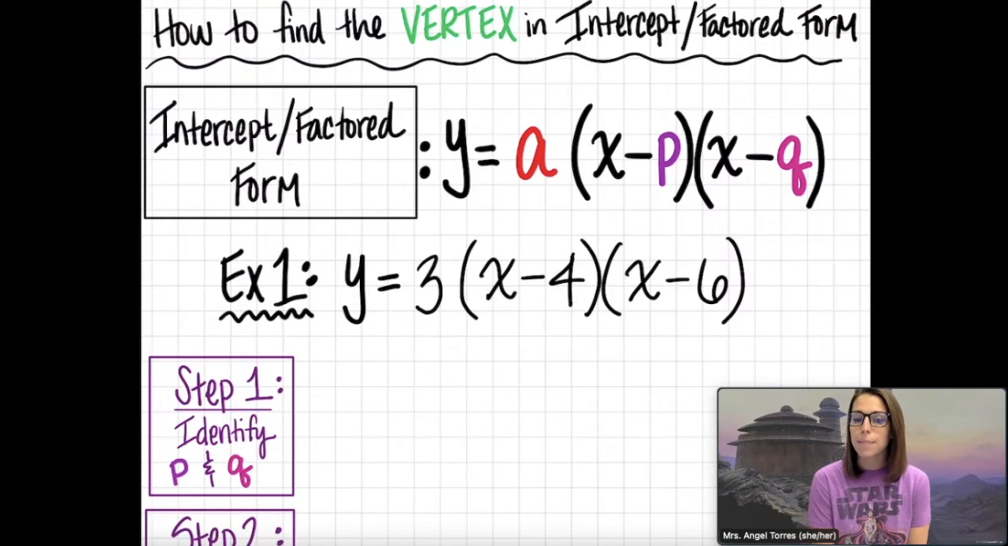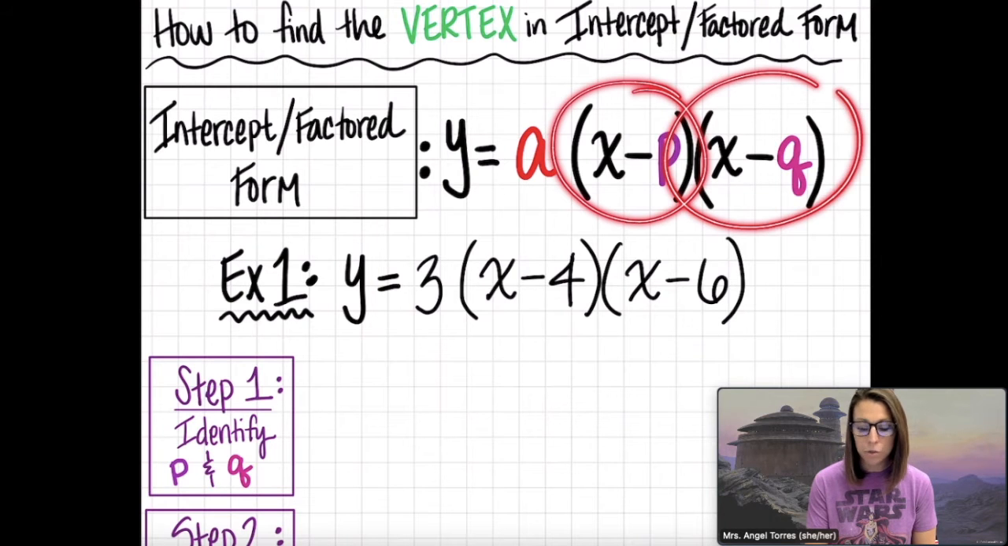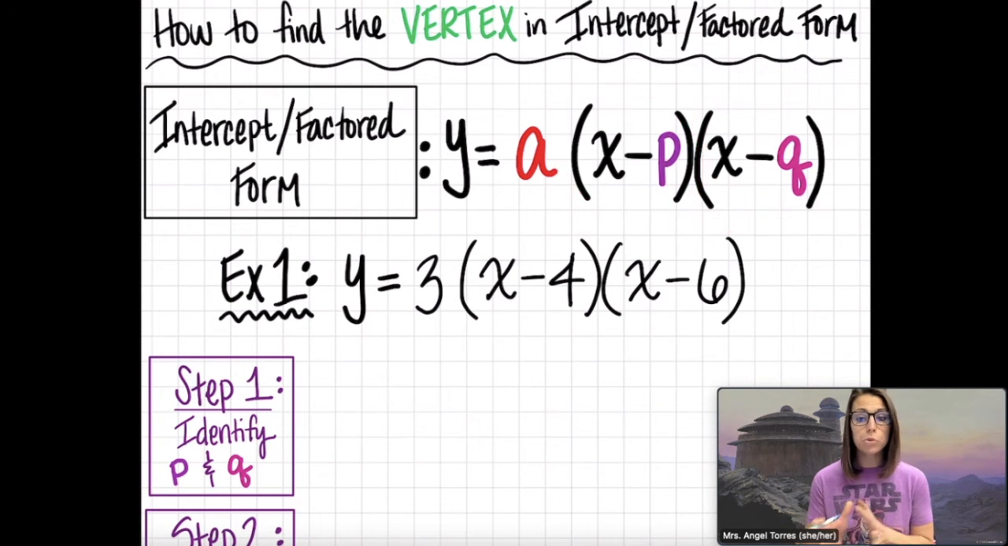Our first example is y equals 3 times the group of x minus 4 times the group of x minus 6. So step one is to identify our p and our q. If you notice carefully, the formula has subtraction in it. So we're subtracting p and we're subtracting q.